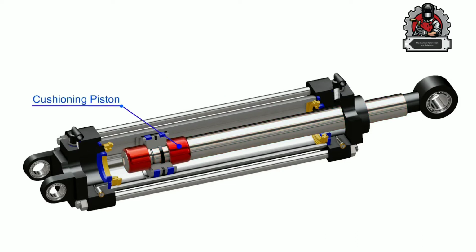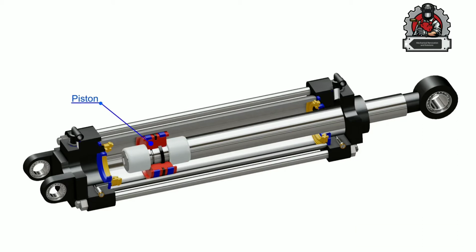Cushioning pistons are assembled with this rod. These pistons prevent any hard shocks at the end of the stroke by enabling the piston to stop slowly and gradually. The piston reciprocates back and forth when there is pressure difference between any of the two sides.